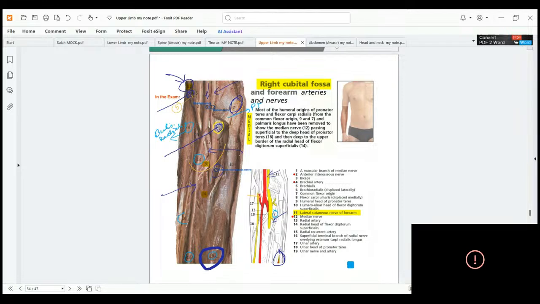5 is brachialis, and 3 is biceps. 4 is brachial artery. 13 radial artery. 17 ulnar artery. Yeah, that's all.